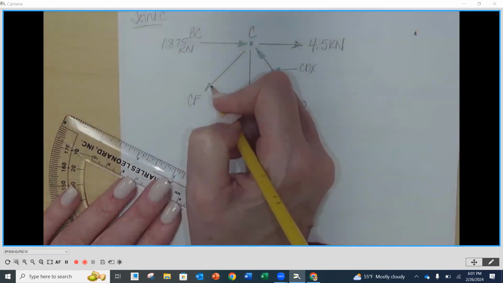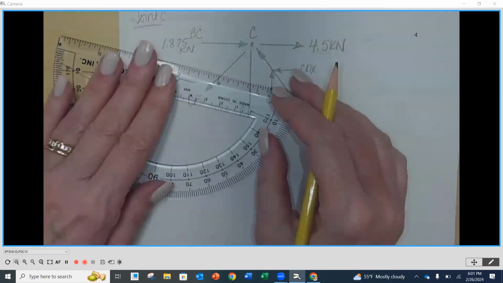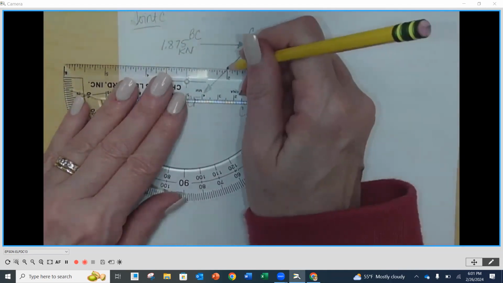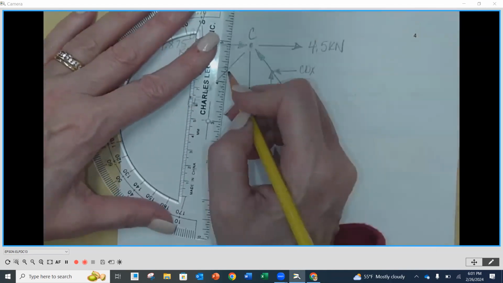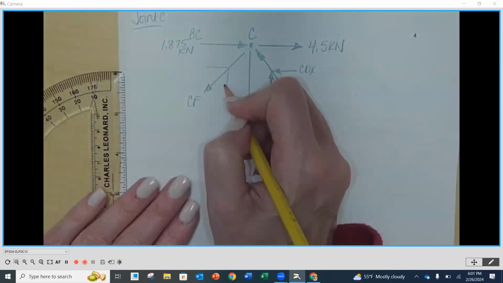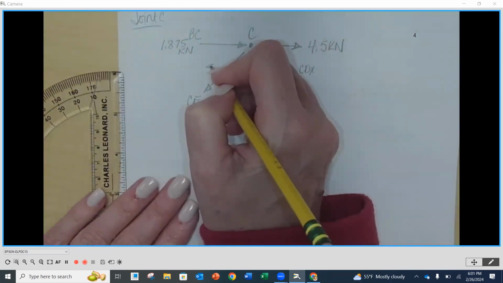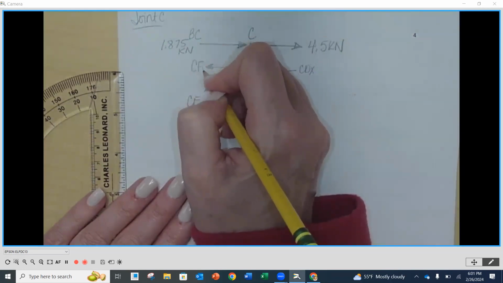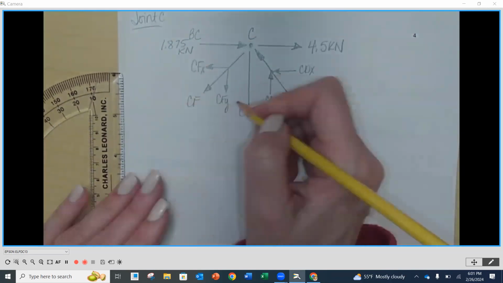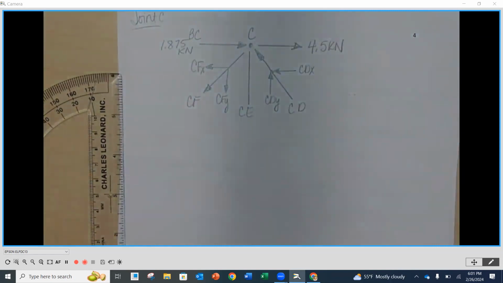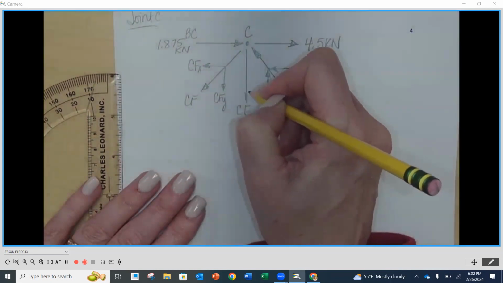Sure, let's do it. Now, again, these I'm not sure of. I'm not exactly sure what these are. So I'm going to assume a direction and we'll go through the process and we'll see if we were okay. Okay. CFX, CFY. And then I do have my CE yet. So which way do I want to show that one? Going up or down? Assume a direction. Any ideas? You want to show it going down? Okay, we'll show it going down.